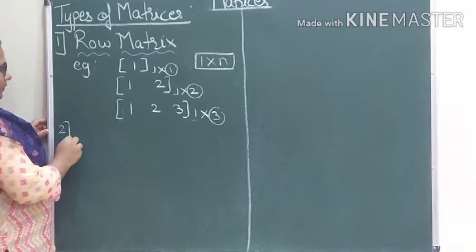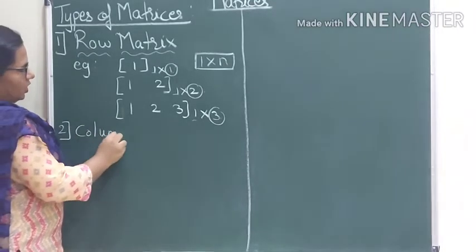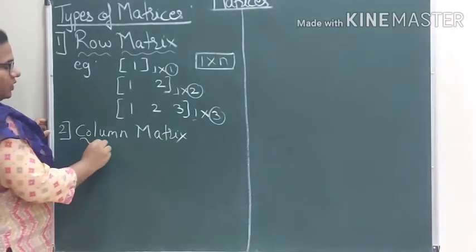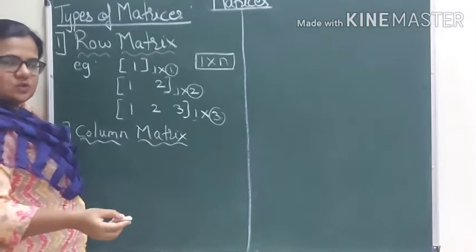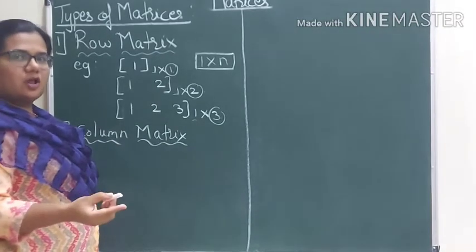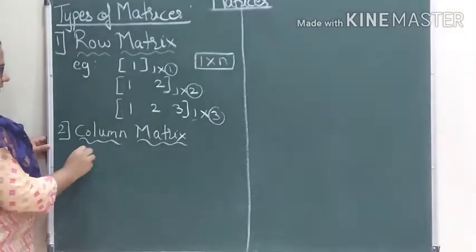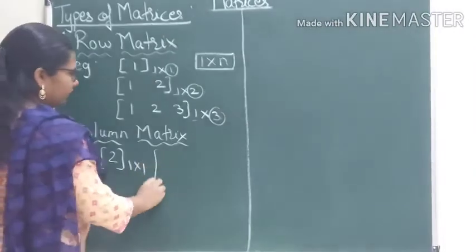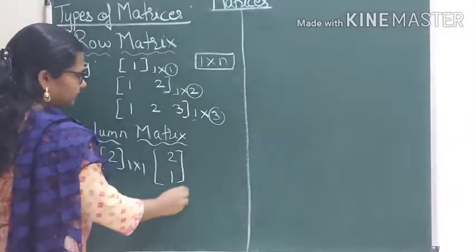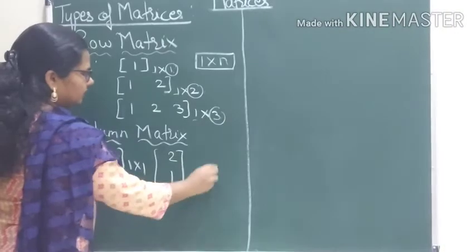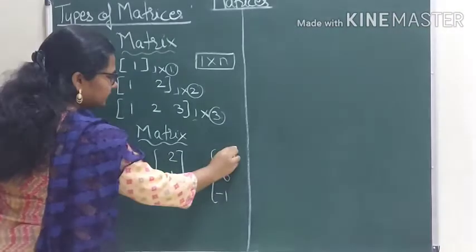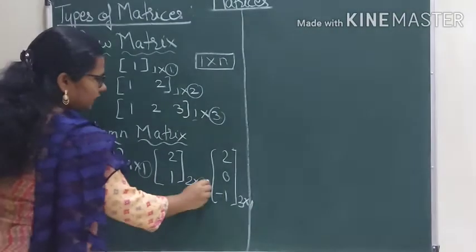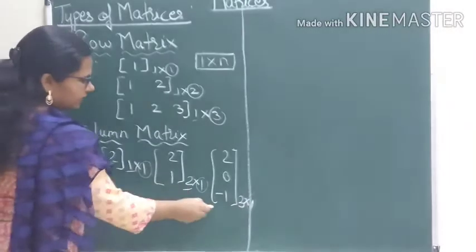Yes. The second type is the column matrix. Now what will be a column matrix? A matrix which has only one column will be called a column matrix. See, so what will be the example? If we take 2, 1 into 1, 2, 1, 2 into 1, 2, 0, minus 1, 3 into 1. So here you can see the column is only 1, the number of rows are changing, 1, 2, 3.